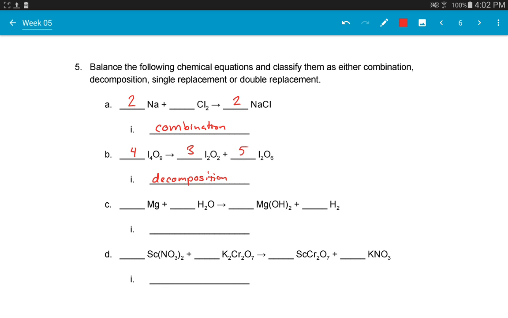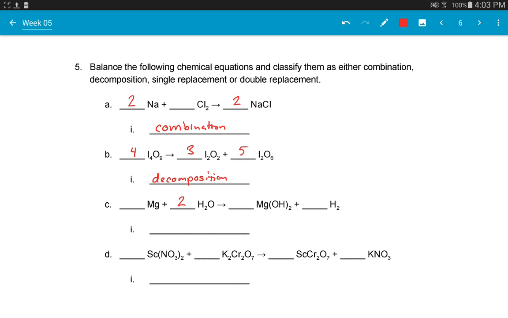So I look at this, I only have one element that's not hydrogen or oxygen, and the magnesiums are already balanced. So I look at the hydrogens. I have 2 on this side, I have 2 on this side, plus another 2. So 4 altogether. I need to make 4 hydrogens on the reactant side. Now, that didn't change anything about my magnesium, so I'm still good there. It did make 2 oxygens, but that's okay because I have 2 oxygens on the other side.